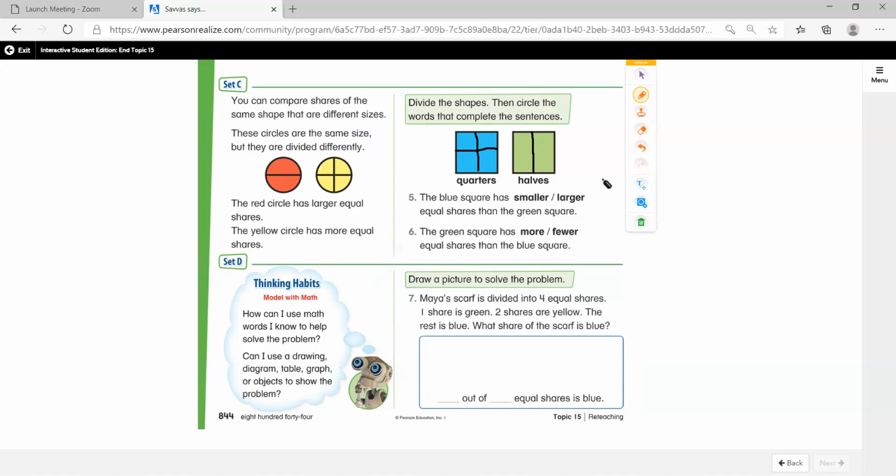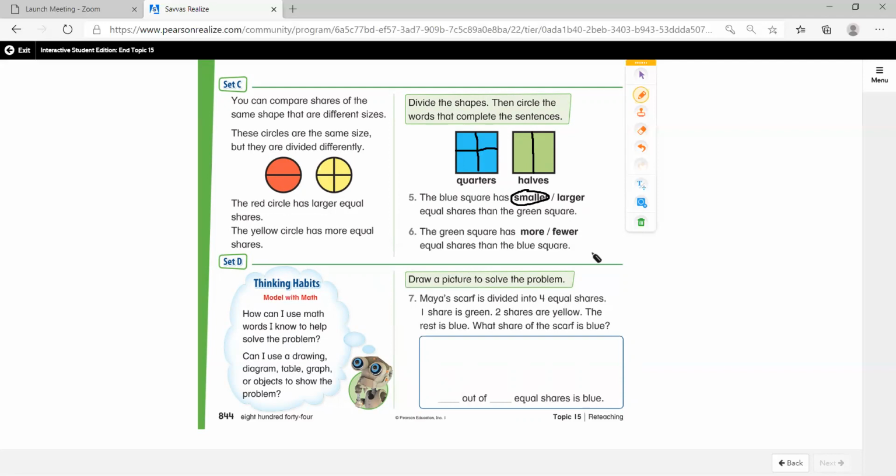Number 5. The blue square has blank equal shares than the green square. Smaller or larger? Well, if I look at one piece of my blue square or one piece of my green square, I see that the blue pieces are smaller. The blue square has smaller equal shares than the green square.